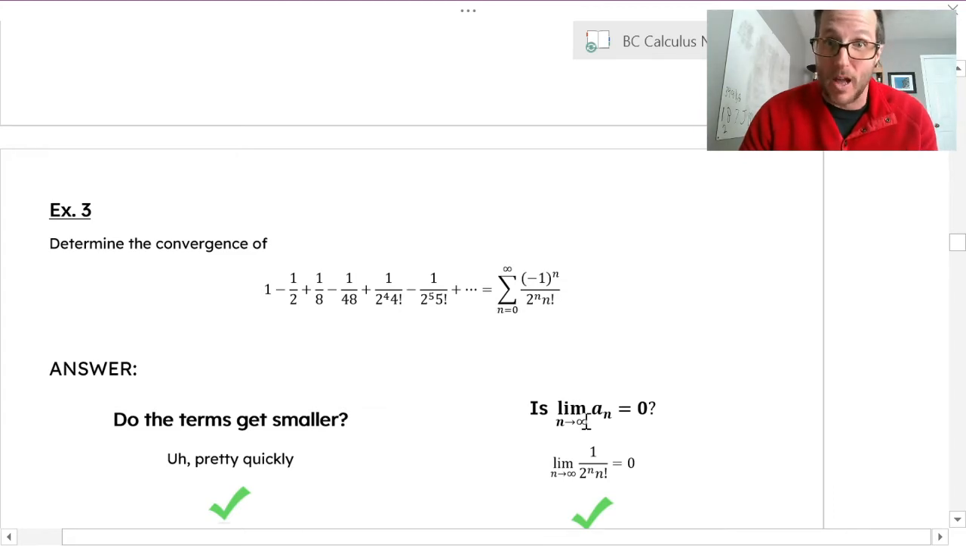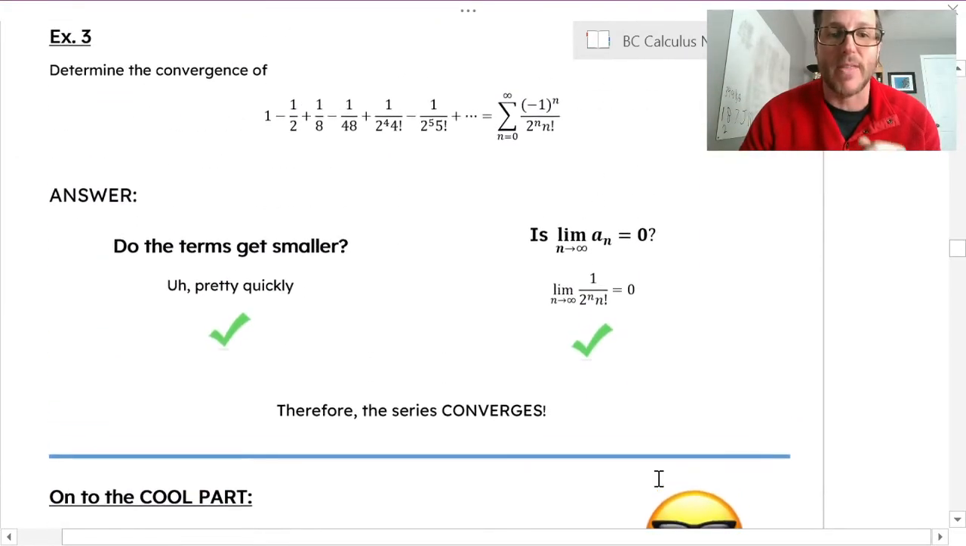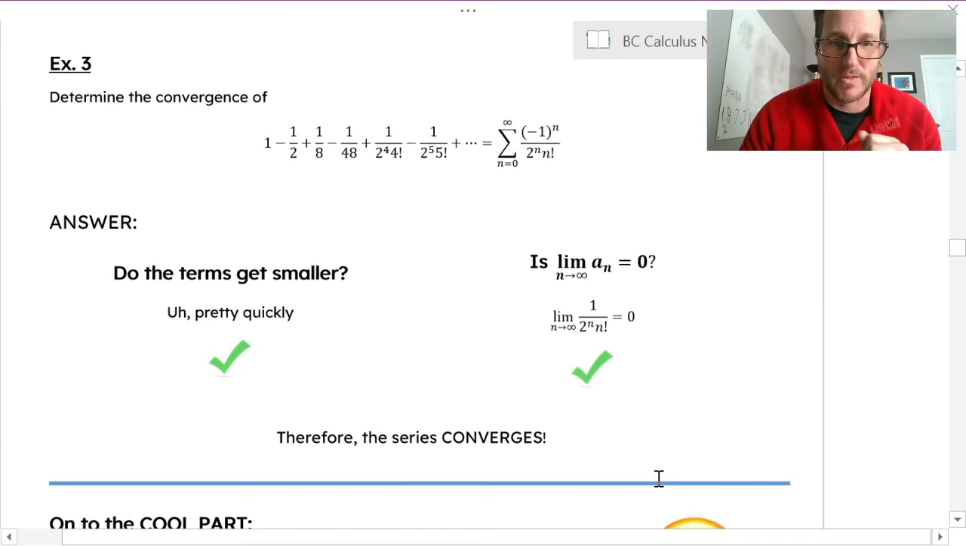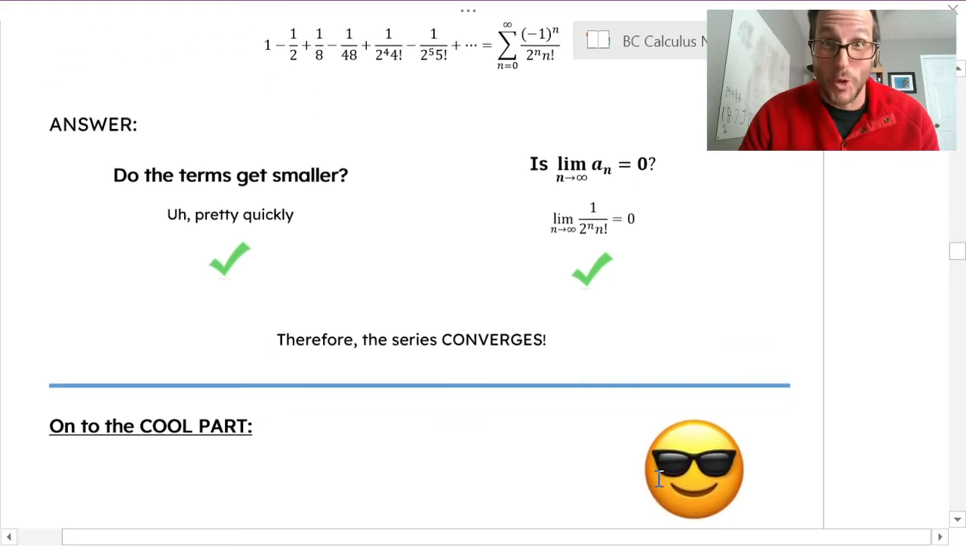Is the limit of the numerical part 0? You bet your bottom dollar it is. So cha-ching on that one too. So that means, holy cow, that means that series converges. Okay, so that's cool.